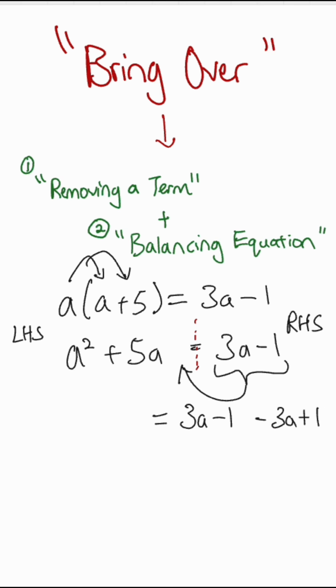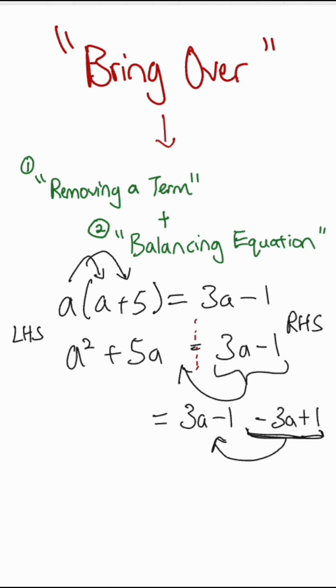You see, whatever I'm doing here is like a countermeasure, right? I don't know if some of you play games, but if it's positive, we make it negative. If it's negative, we make it positive, right? So we counter it, and now it becomes 0, right? 3a minus 3a will be 0. Negative 1 plus 1 will be 0. So everything on the right hand side will be 0.